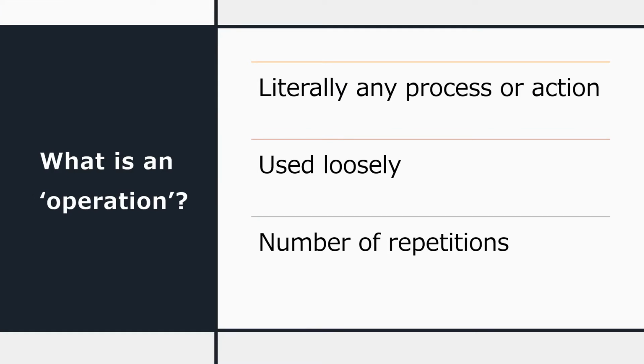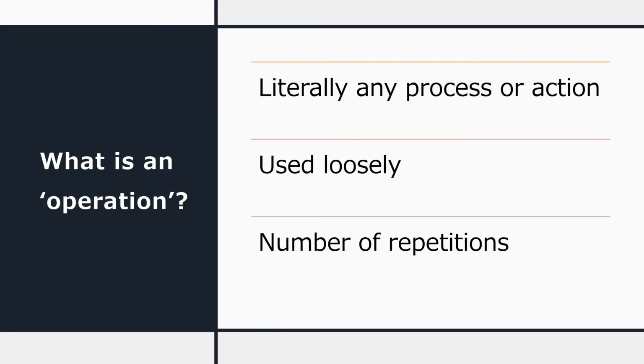When we're counting operations, what do we mean by operations? Well, it literally means any process or action that the computer carries out. But we tend to use it quite loosely because computers are so fast. The difference between a block of 4 lines of code and a block of 3 or 10 lines of code doesn't make a huge amount of difference.